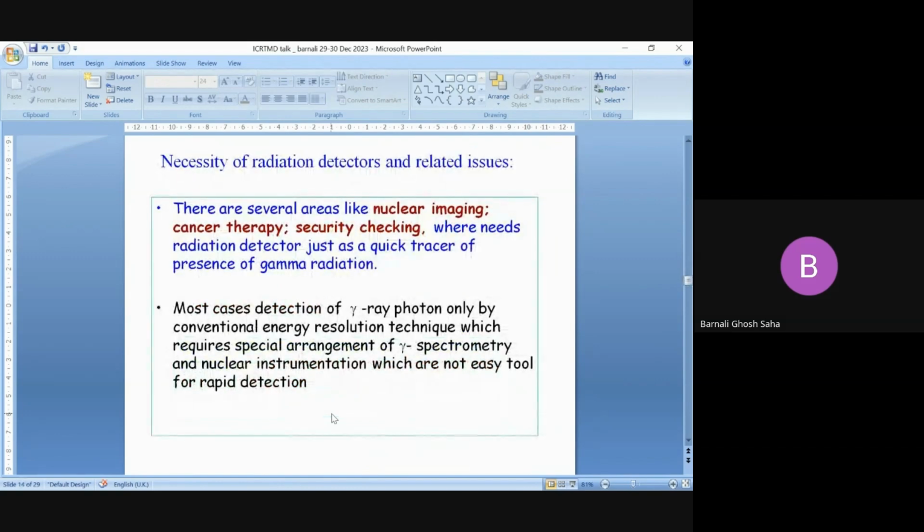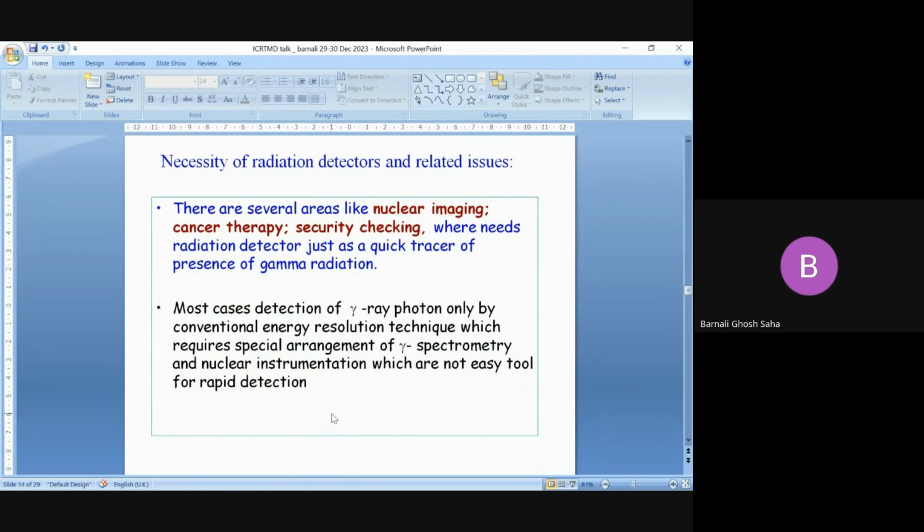And why is it necessary to make a radiation detector, and what are the related issues? There are several areas like nuclear imaging, cancer therapy, and security checking, where a radiation detector is needed just as a quick tracer of the presence of gamma radiation. In most cases, detection of gamma ray photons is only by the conventional energy resolution technique, which requires special arrangements like gamma spectrometry or nuclear instrumentation, which are not very easy tools for rapid detection. You have to make a very good setup and low temperature arrangement. All these things are required.